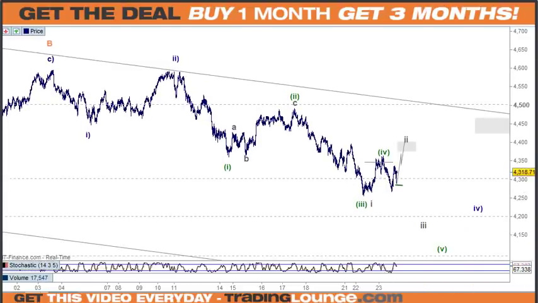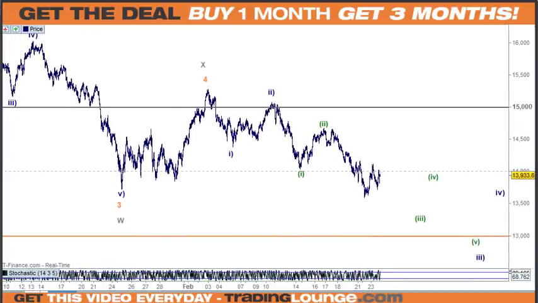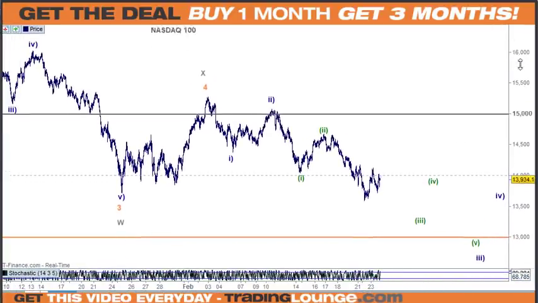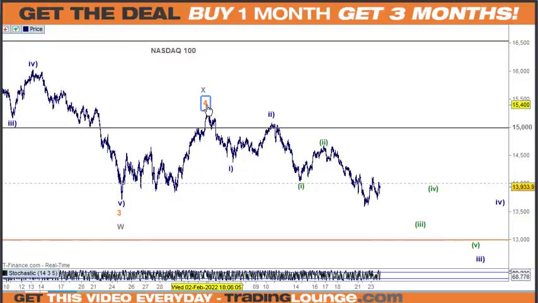The NASDAQ, let's have a quick look at the NASDAQ. I won't go into the bigger picture. This is a tick chart here. We can look at this as wave 4, we can look at it as wave B, or we can look at it as wave X here.